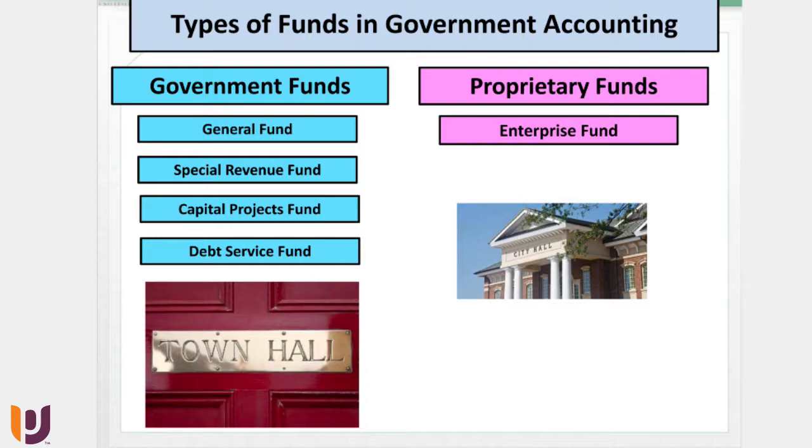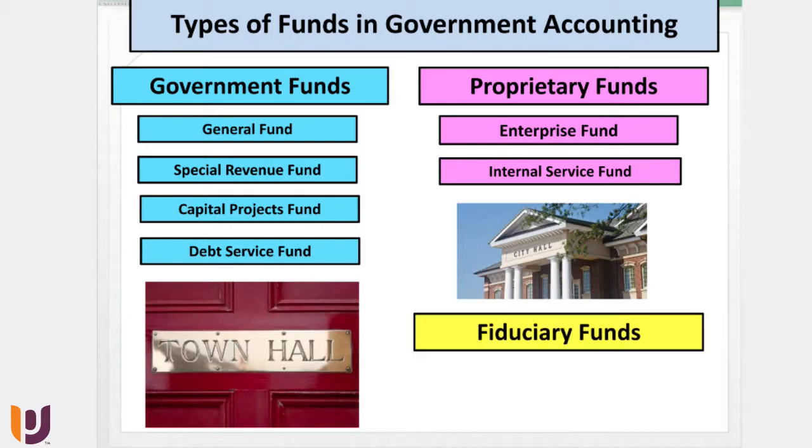The second is the internal service fund. This fund is established to sell supplies and services to the other funds of the government entity. Even though it is not profit motivated, its operation resembles that of a business. A town may set up its computer center as an internal service fund.